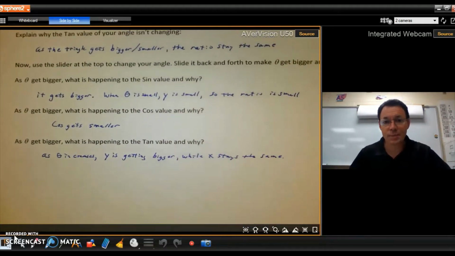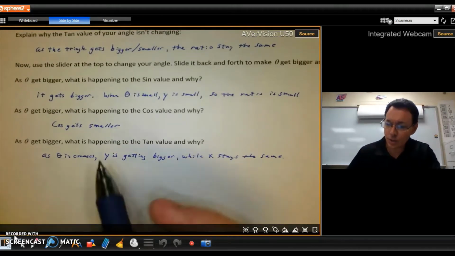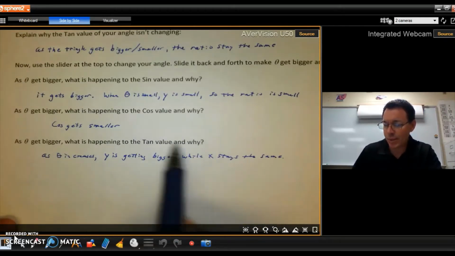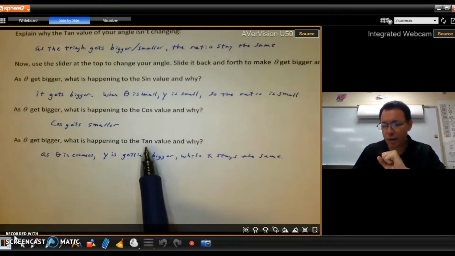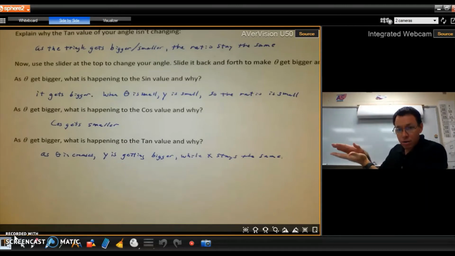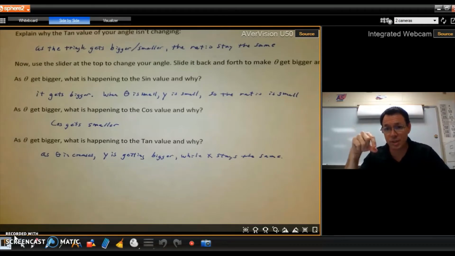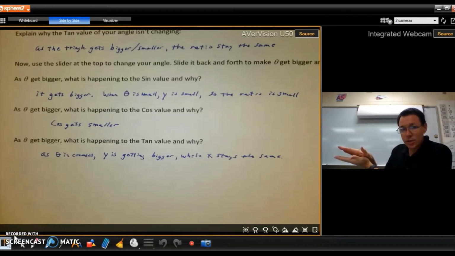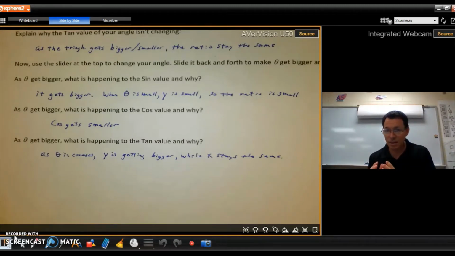Also, what happened as your angle got bigger or smaller? As I told the class, the easiest one to look at first is probably the tangent. It's easy to see from that website what's going on. When your angle is really, really small, you had a really small y value and a long x value. So that ratio is going to be small, because it's y, which is a small number, over x, which is a big number. And as your angle increases, that y value is getting bigger and bigger. Your x values stay the same, so that ratio is going to be getting bigger and bigger.